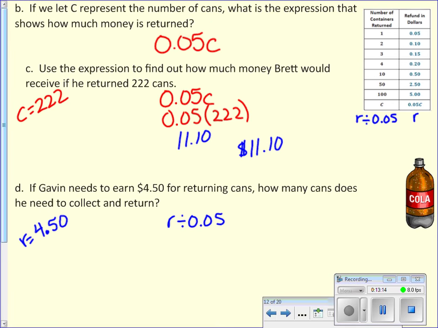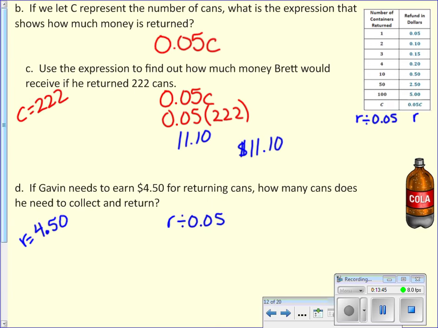He needs $4.50. That lands here in our table. So my answer should be between what? Right, and it'll probably be closer to which one, the 50 or 100? Well, it needs $4.50. Is $4.50 closer to 5 or closer to... So it'll be closer to 100. So I know my answer should be close to 100.